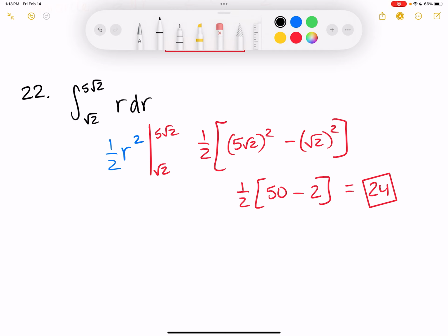Alright, these again say use areas to evaluate the integral, but we don't need to use areas because we can just evaluate the integral. Number 26. Integral from a to b of 3t dt, where 0 is less than a is less than b.